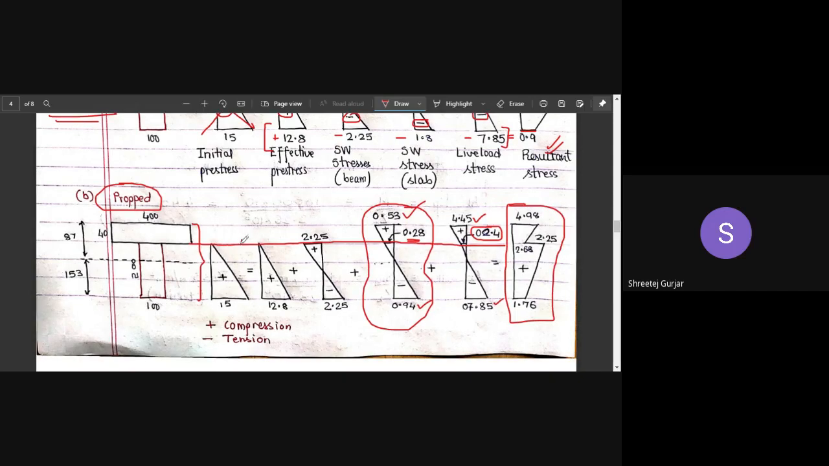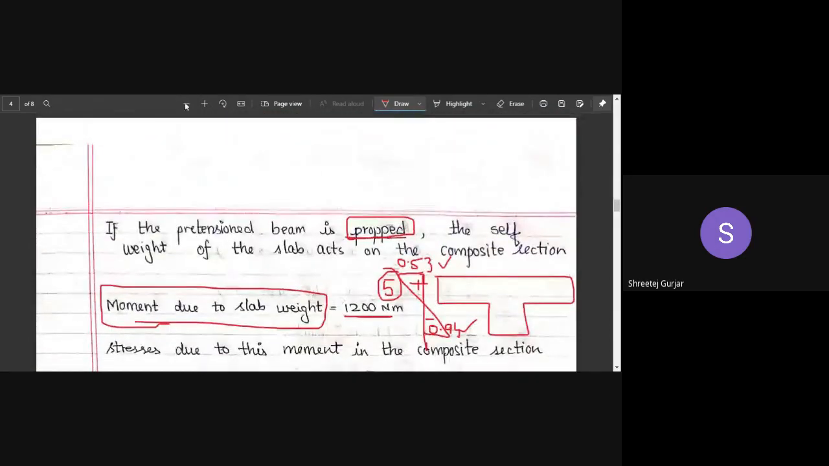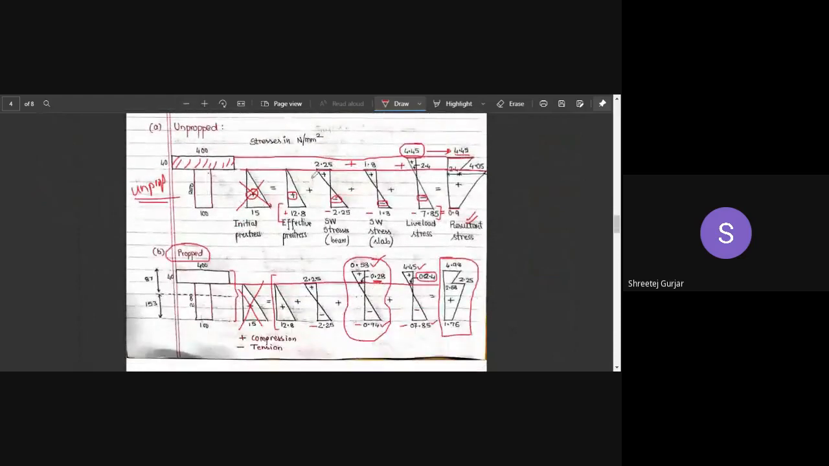Don't consider this initial stress diagram. Leave this out and consider only this part from here. This will be minus, this will be minus, this will also be minus. In this way, you can solve your particular analysis problem. If you remember these stress diagrams, you can easily solve for propped and unpropped conditions.